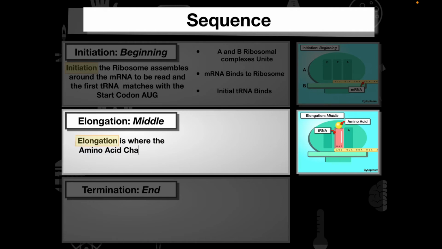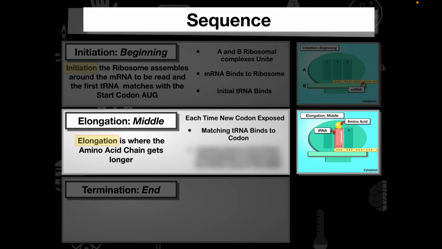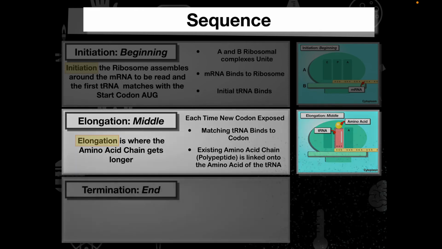The second step here is elongation. Now in elongation, this is where the amino acid chain gets longer and we go through and build that polypeptide. Each time a new codon is exposed, we're going to see a couple of things. The matching tRNA is going to go through and bind to that codon, and the existing amino acid chain is linked onto the amino acid of the tRNA.